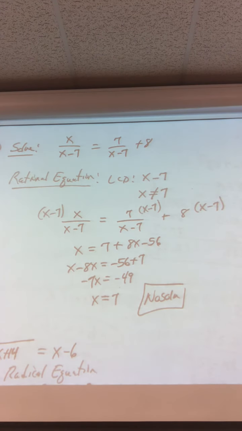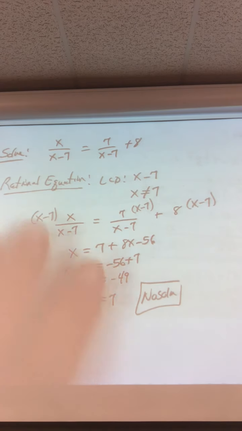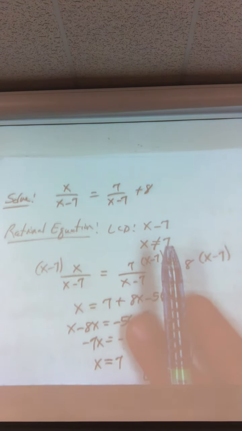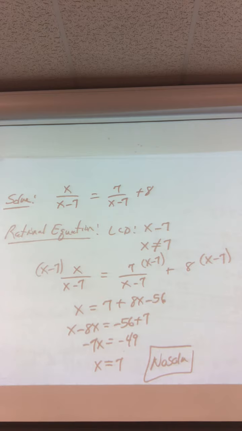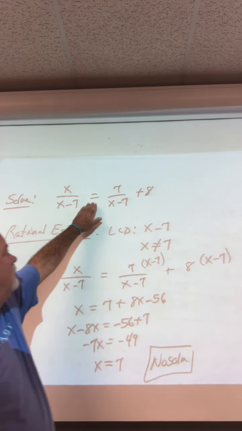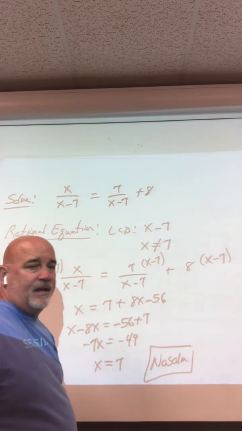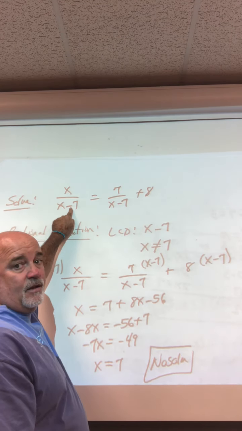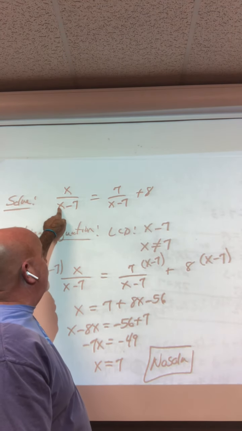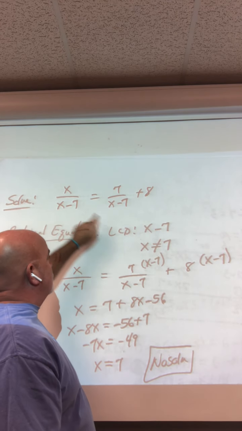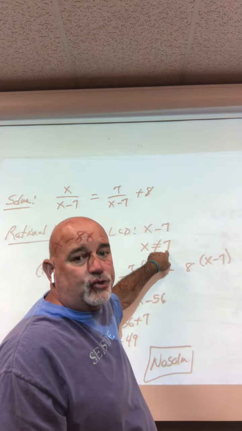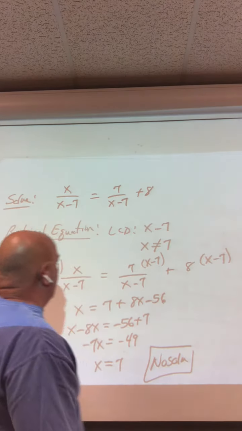Okay, this next problem. Equation with fractions. First, what can x not be? It cannot be 7, because if x is 7, you get division by 0. So we call 7 your restriction. What do we do next?